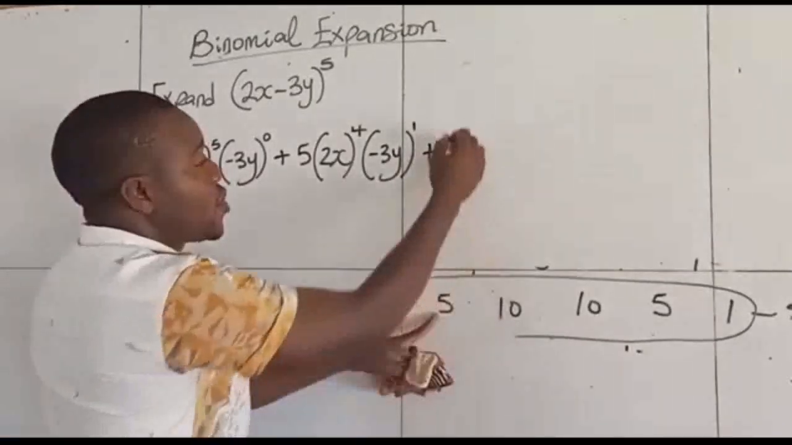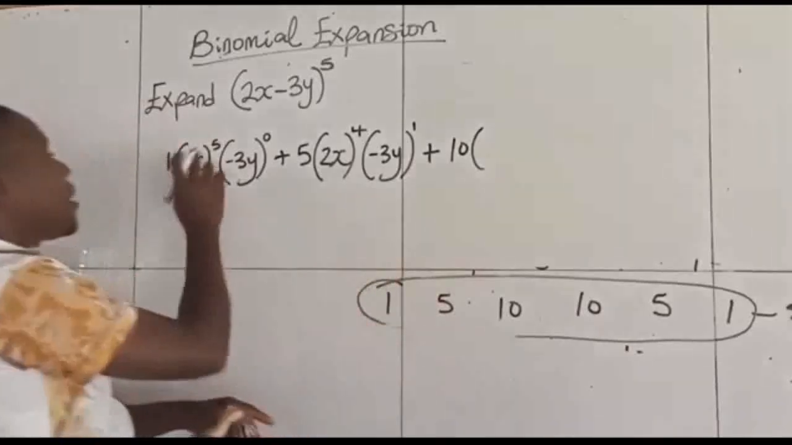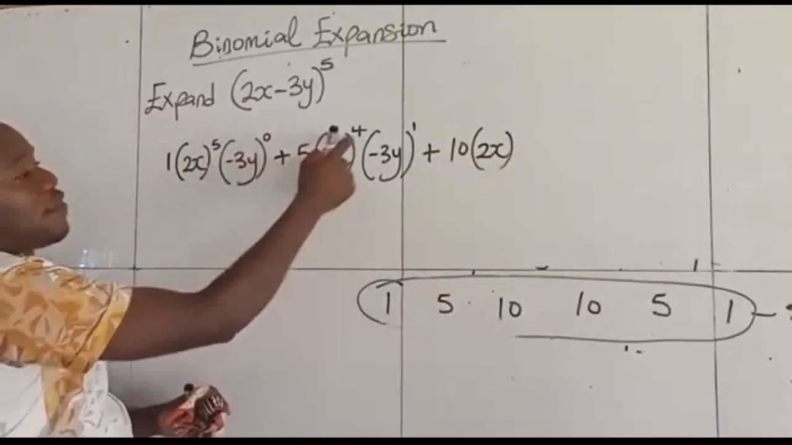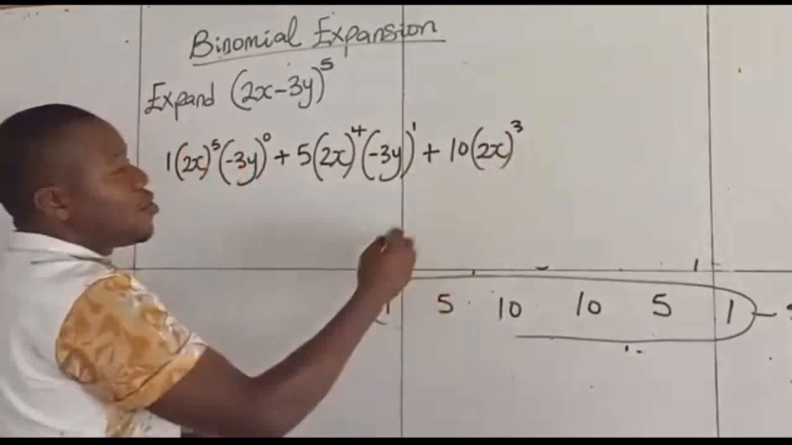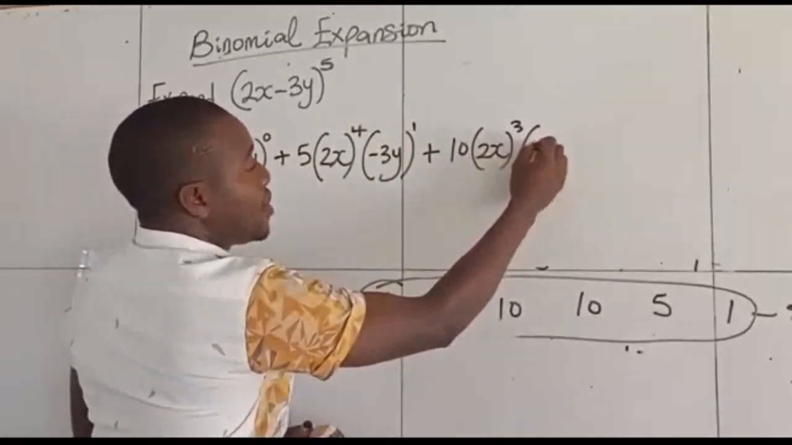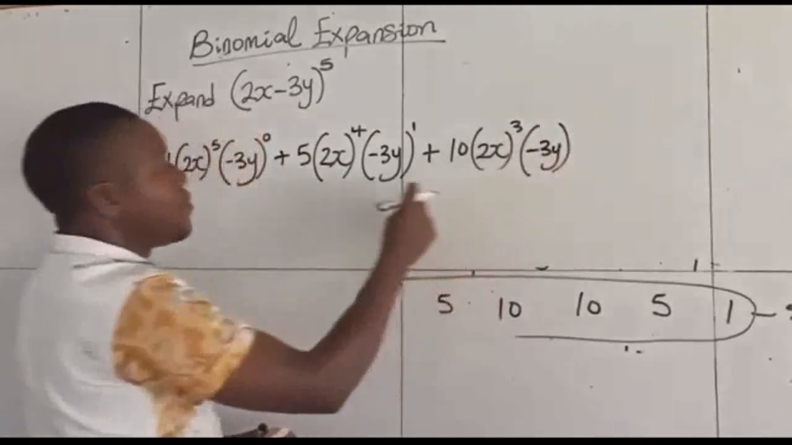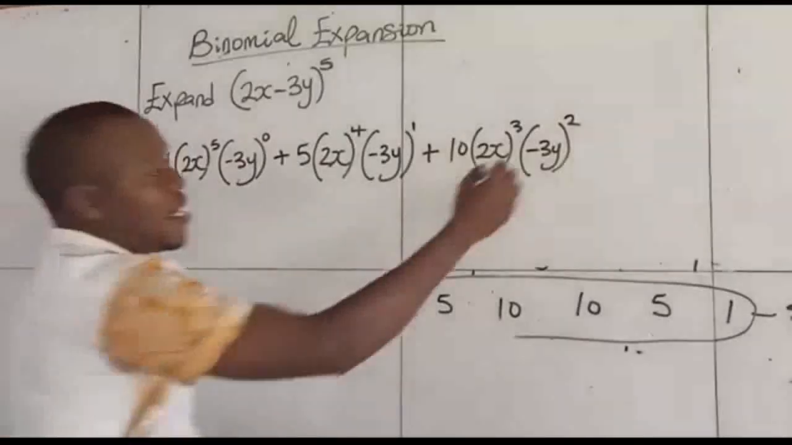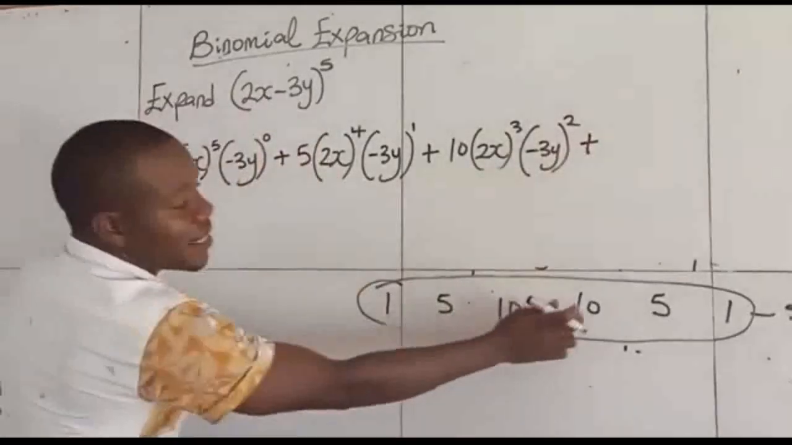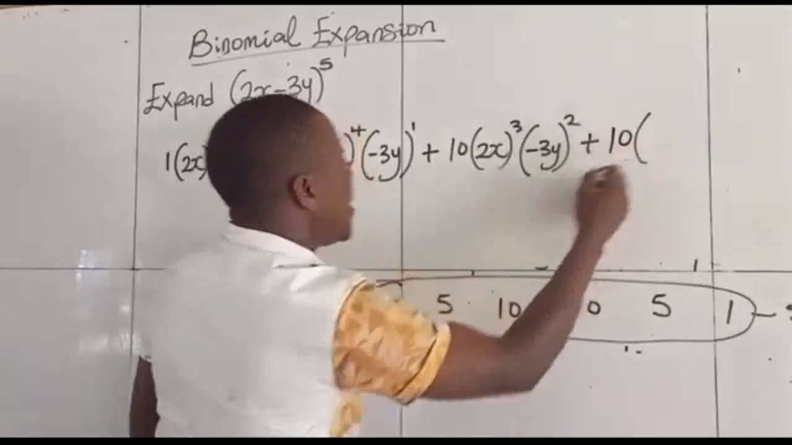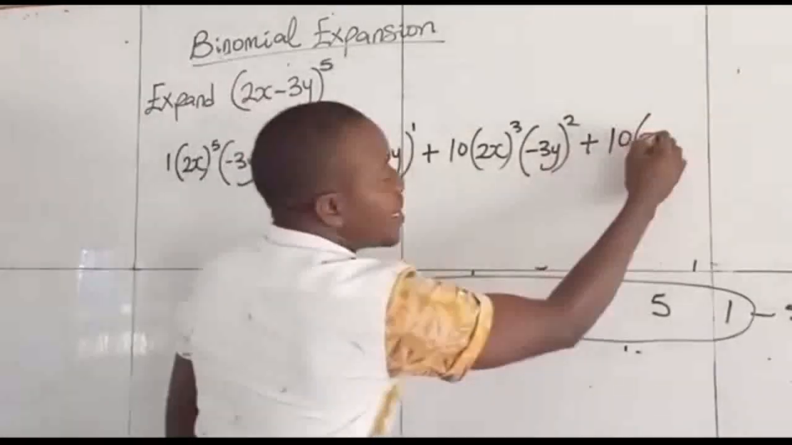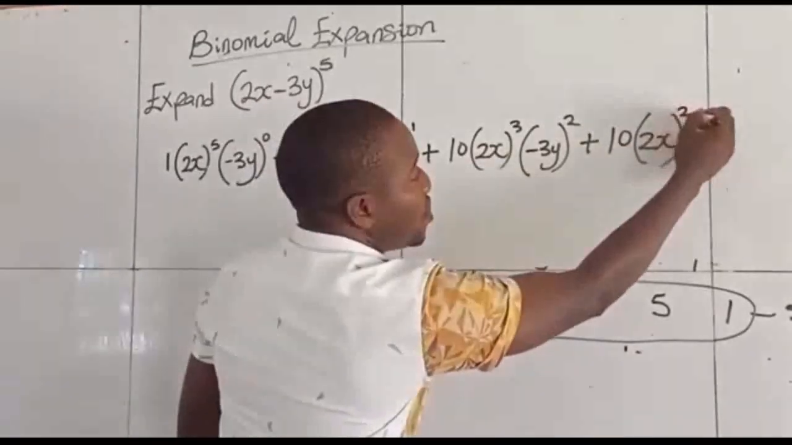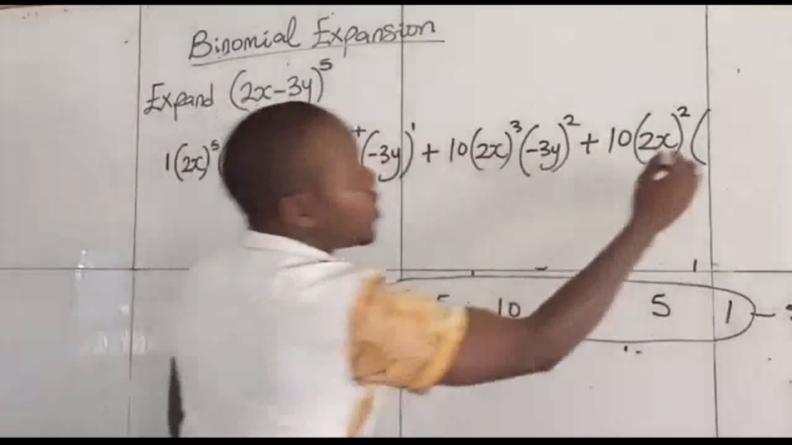Plus, the next coefficient is 10. We pick the first expression, 2x. The power will further reduce from 4 to 3. Then we pick the next term, minus 3y, and the power increases from 1 to 2. Plus, the next coefficient is 10, and the first term is 2x. The power reduces from 3 to 2, and the next expression is minus 3y.